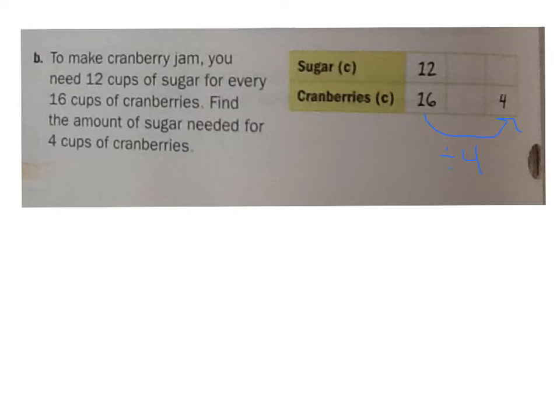Now what I need to do is I actually have a box in the middle that I need to fill first. So what I'm going to do is I need to take whatever this number is here and divide that by 2. So I need to jump from here to here, dividing by 2. Well, 16 divided by 2 is 8.